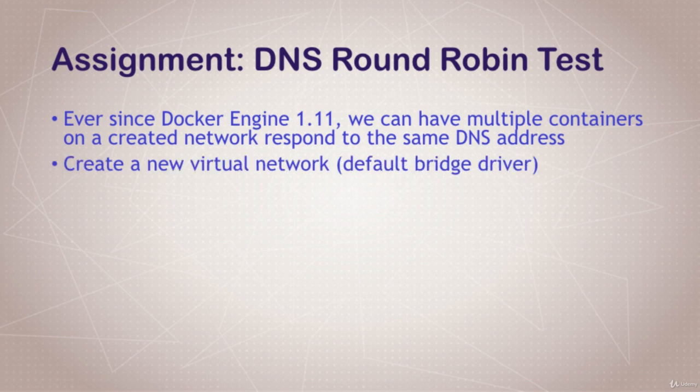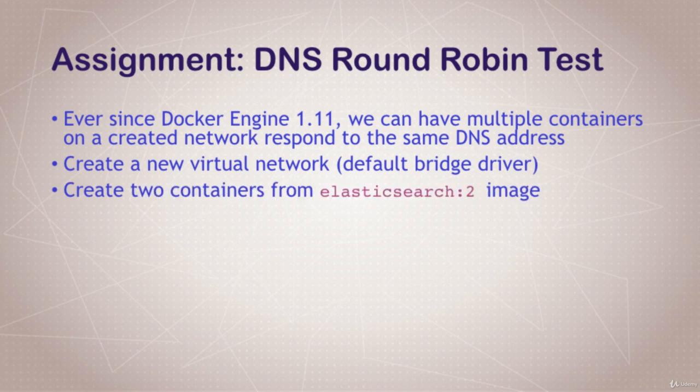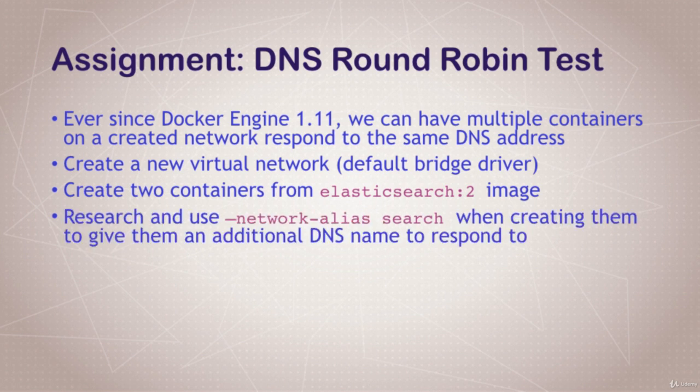So for this one, you're going to first create a new virtual network, call it whatever you want. And you're going to set up two containers using a new image called Elasticsearch, and specifically the version 2 of Elasticsearch. So Elasticsearch isn't really a part of this course, but it's becoming a popular data store for, well, really just for search, hence the name, right? So it's actually in a JSON format when you hit it from curl. So what we're going to do is we're going to actually use it as a quick test because it's really easy to use in this scenario.